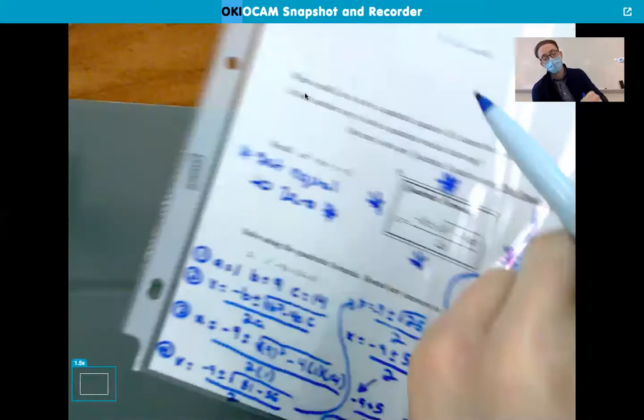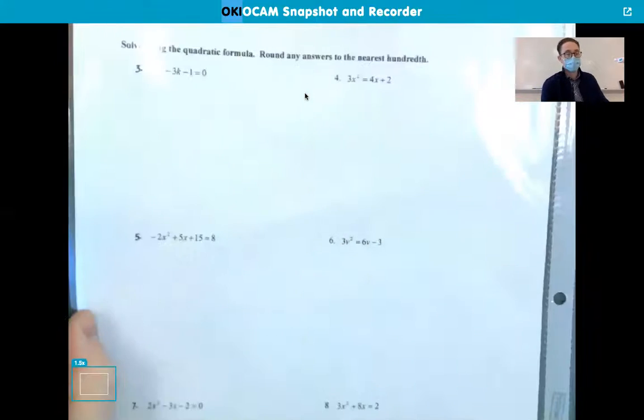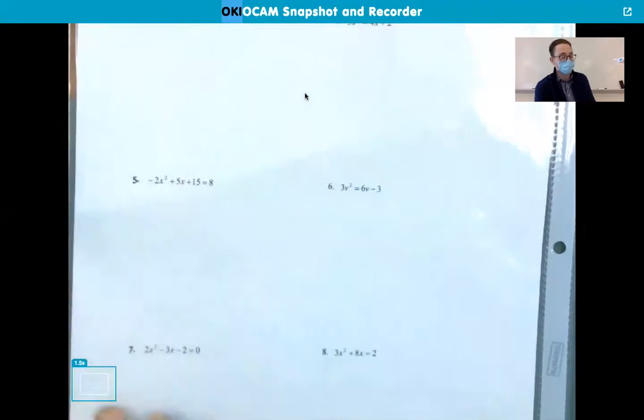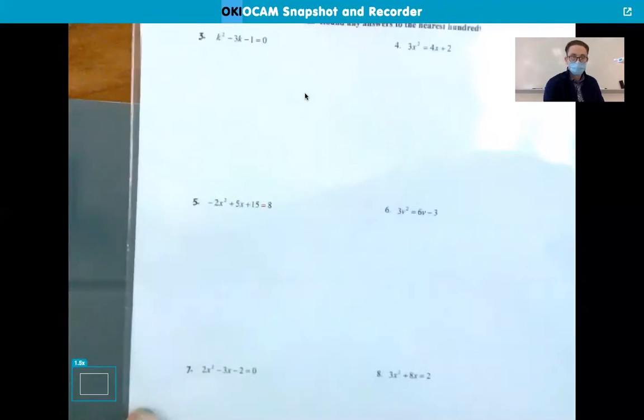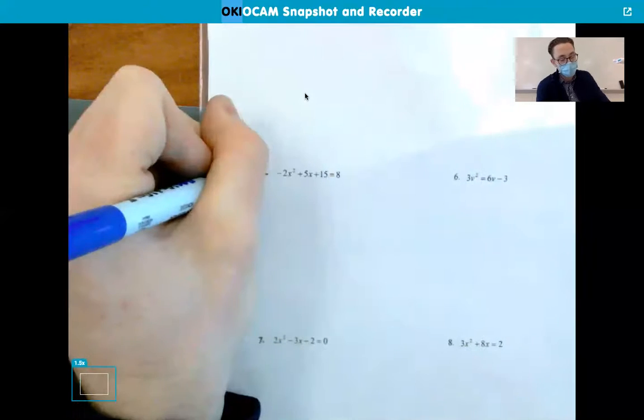Okay. I'm going to flip over to the back of this page now. We're going to do one more example, and then we'll talk about what the homework is and some plans for next week. Okay. Let's do example 5. So in the middle of the page here, example 5.